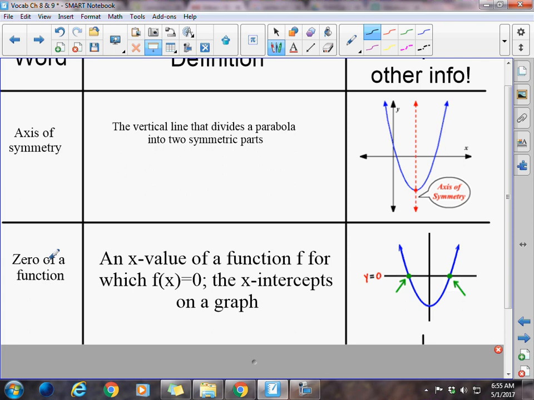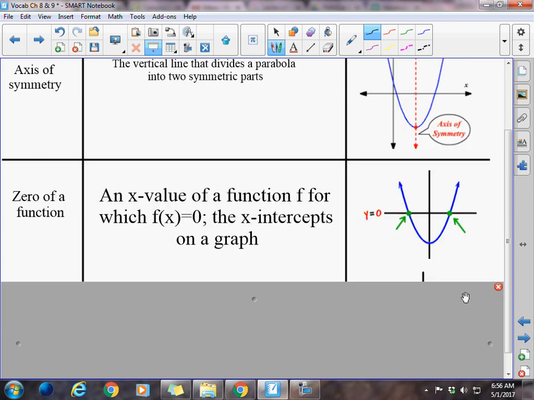Zero of a function. It's an x value of a function f for which f of x equals 0. It's also the x-intercepts of the graph. So on a graph, these are the zeros right here and right here. And it's where y equals 0. Notice that this point isn't up any and isn't down any. Y is 0. But it does have an x value. So this might be over 3, and this might be over -3. So those would be the two zeros of the graph.